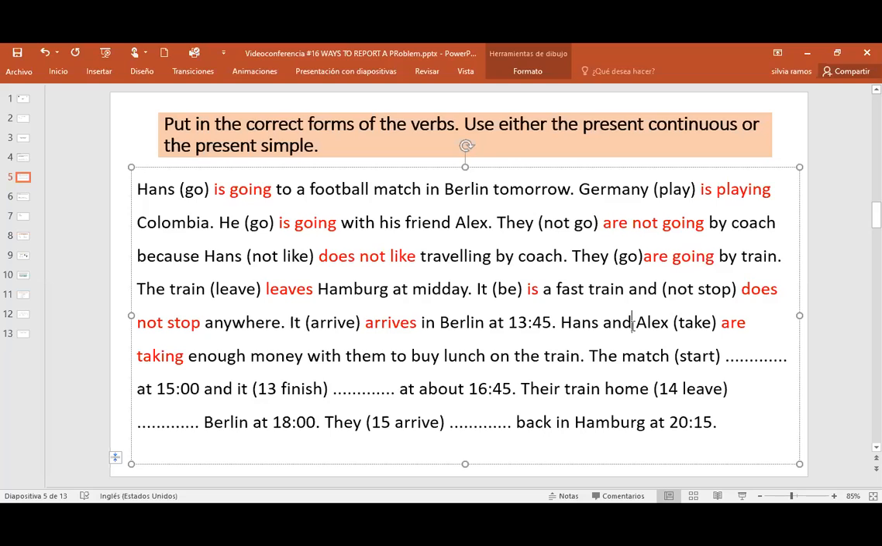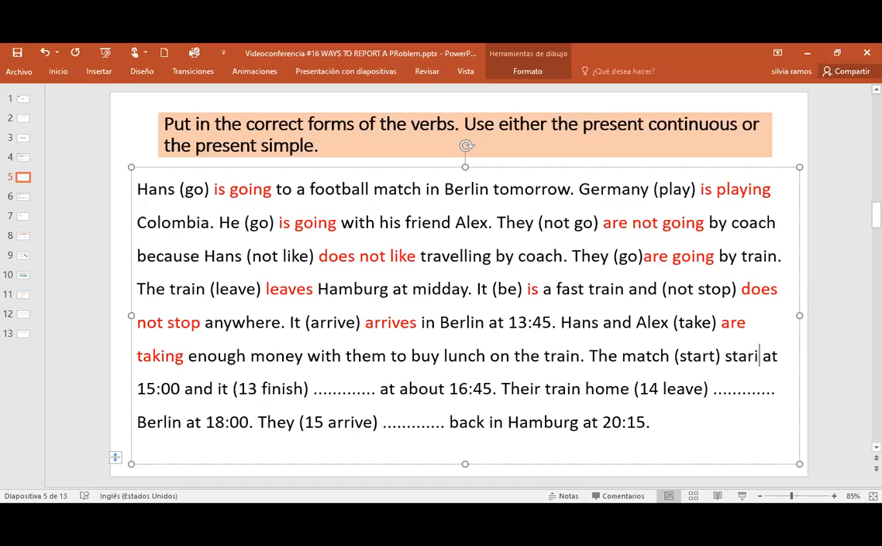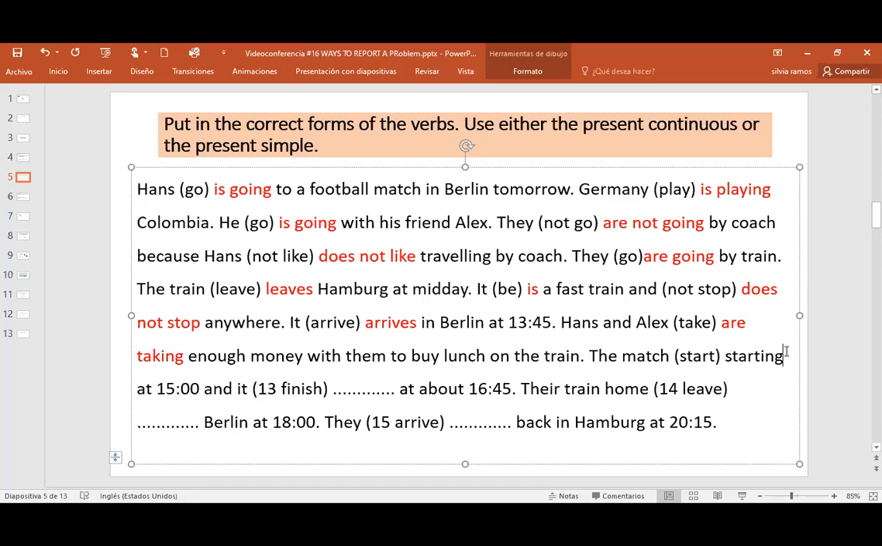Hans, Alex are taking enough money with them to buy lunch on the train. Okay, very good. Hans and Alex are taking enough money with them to buy lunch on the train. Very good. Let's continue later. The match. The match is starting. Okay, it's starting. Later, let me ask you this.